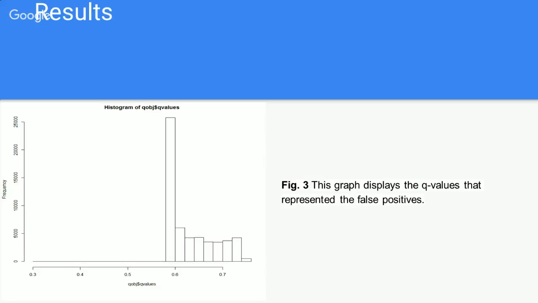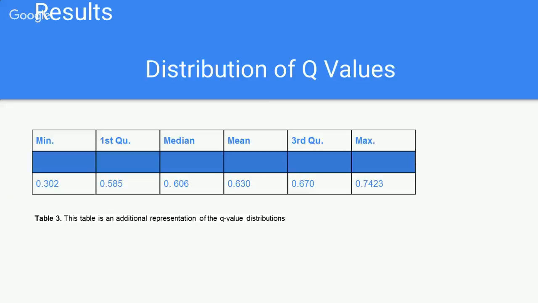Here is a histogram of the q-values that we calculated, and it shows that most of the q-values are just slightly below 0.6. Here is a distribution of the q-values, and this shows the minimum, median, mean, and max, and also the first and third quartile.